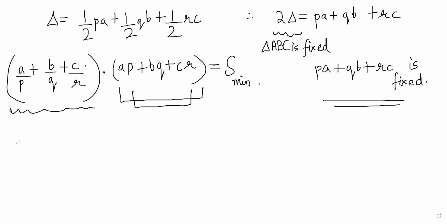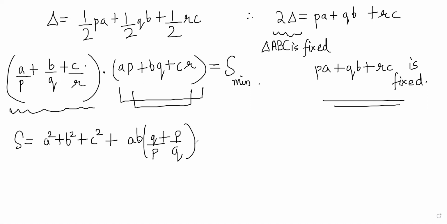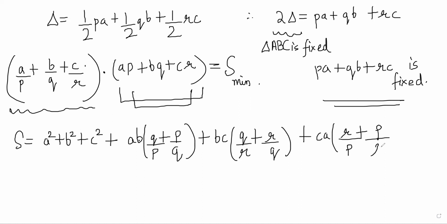If you multiply it out, you will get S is equal to A square plus B square plus C square plus AB times Q by P plus P by Q, plus BC times Q by R plus R by Q, and finally CA times R by P plus P by R. What am I doing here? I am just multiplying these two expressions and writing the full expression for S, right?